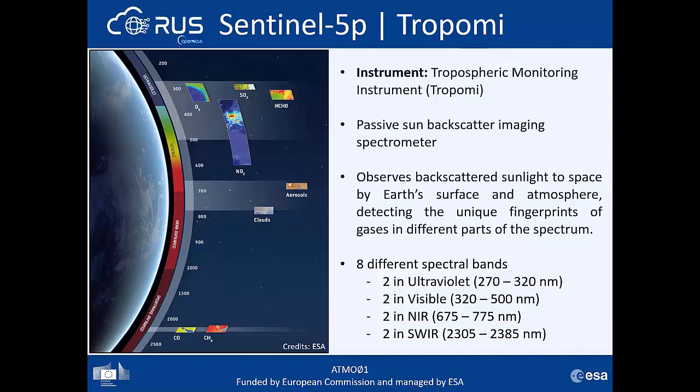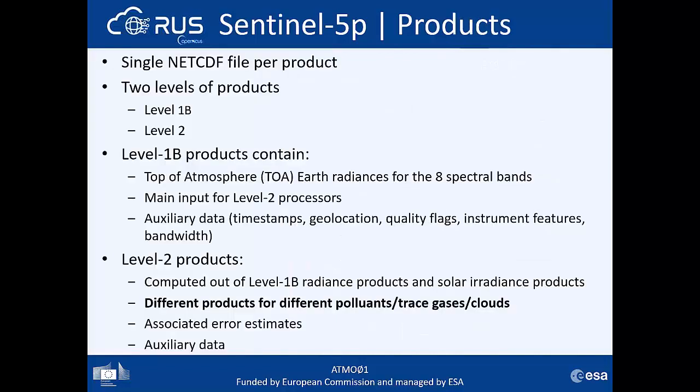So let's move on now to the different data products produced by Sentinel-5P. Data products from the Sentinel-5P TROPOMI instrument are distributed to users at two levels. We have Level 1B, which provides geolocated and radiometrically corrected top of the atmosphere Earth radiance in all spectral bands, as well as solar irradiance. And we also have the Level 2 products, which provide atmospheric geophysical parameters.